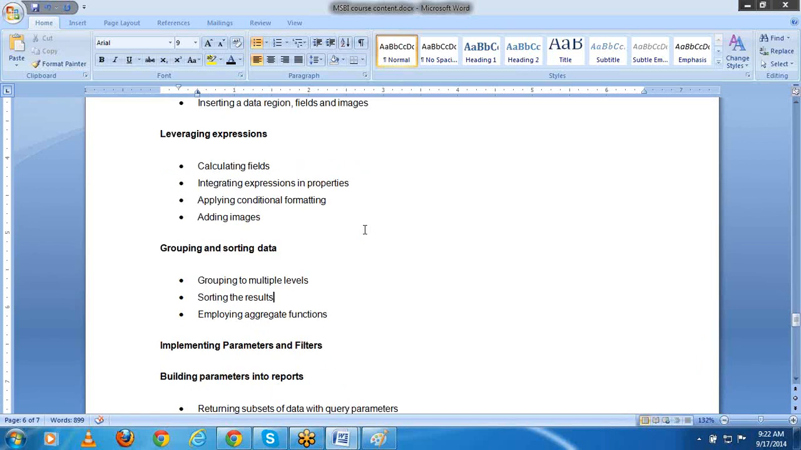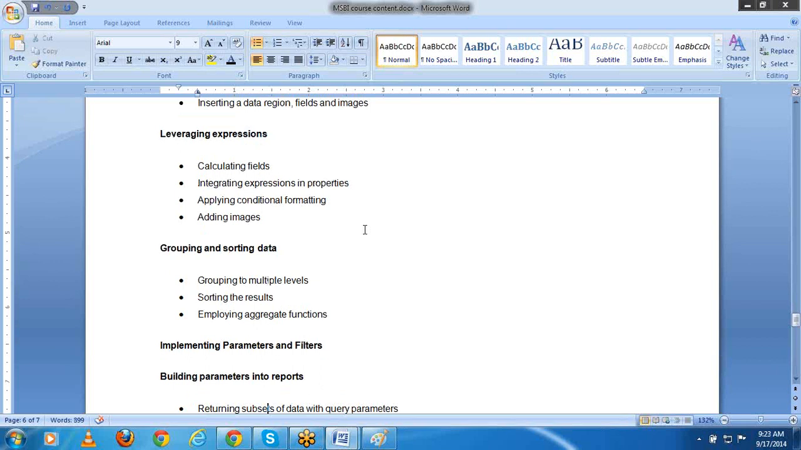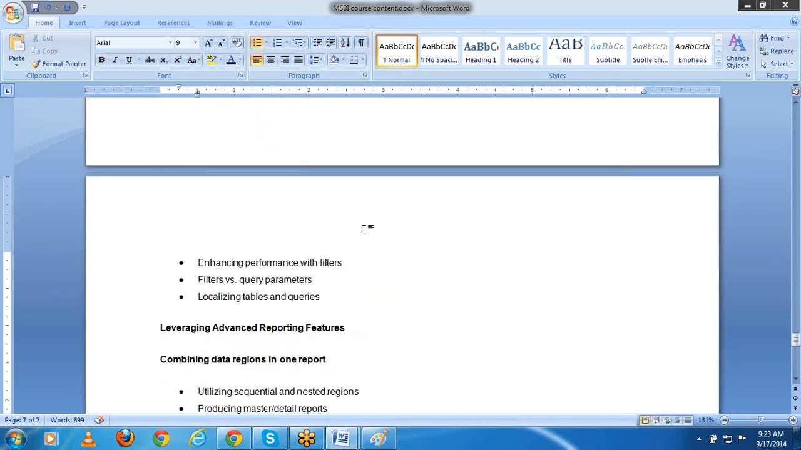We'll work mostly on the expressions. This is the heart of SSRS. What are the types of expressions we have? How can we work with those expressions? Where will it be useful? We'll be working on it. And this requires again 15 to 20 hours of time.